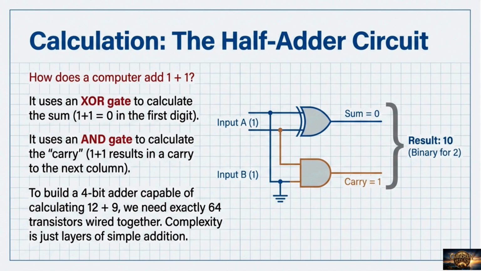To add numbers, a computer uses an XOR gate for the sum and an AND gate for the carry to the next column. This simple logic, called a half-adder circuit, is the foundation. To build a 4-bit adder, we need 64 transistors, illustrating that complexity is just layered simple addition.